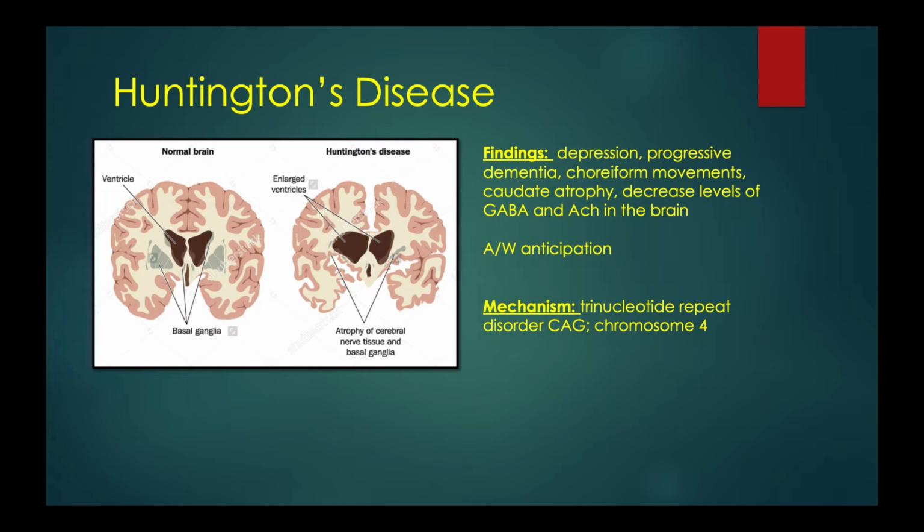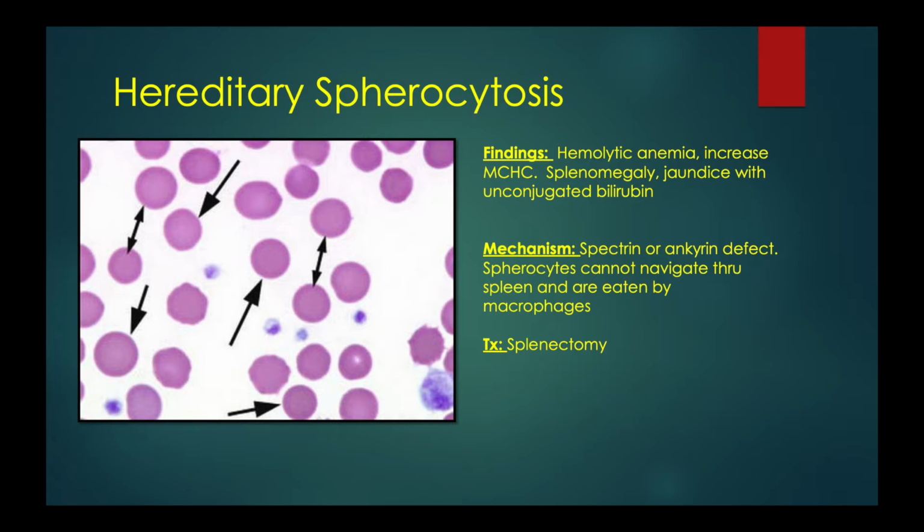Huntington's disease, they love this one on the STEP exam. Trinucleotide repeat, CAG, okay? It's a CAG repeat, and that's with those flailing arms and those jerking choreiform movements, okay? Caudate atrophy. Hereditary spherocytosis, this is the one you're going to memorize with the MCHC. It's pretty much the only thing out there of any significance where there's an increase in the MCHC. You're going to be thinking hereditary spherocytosis.